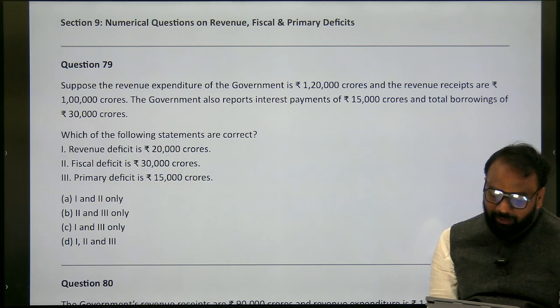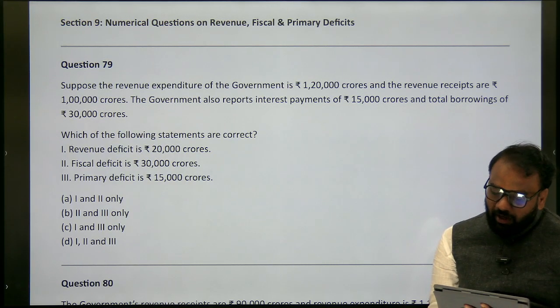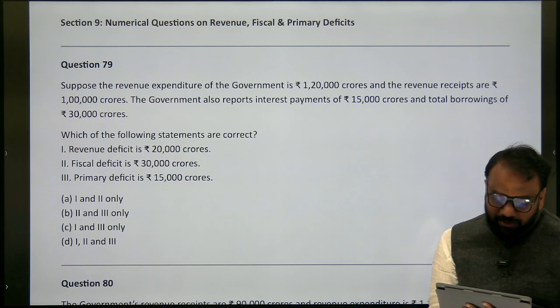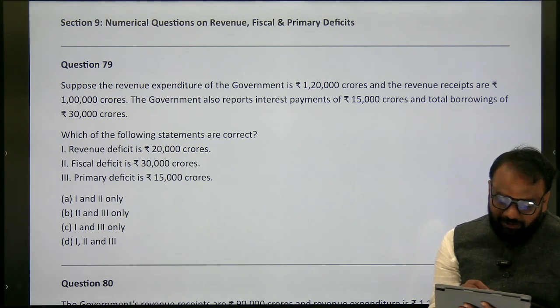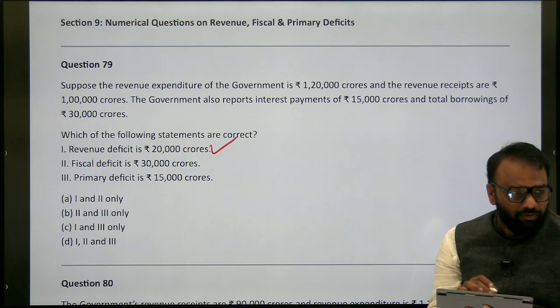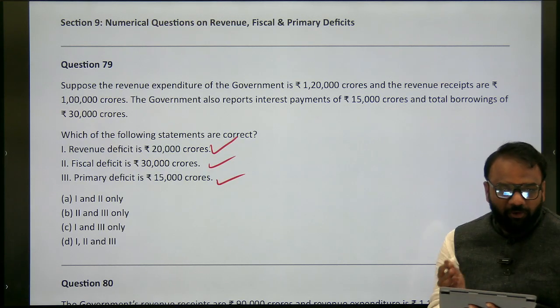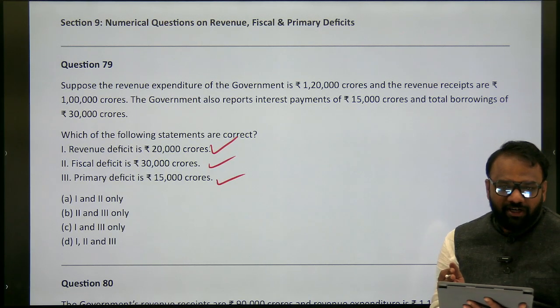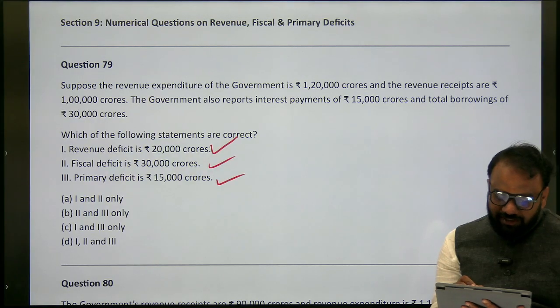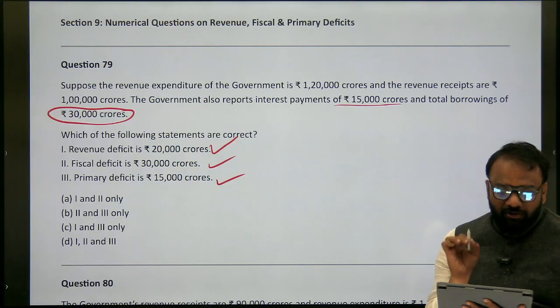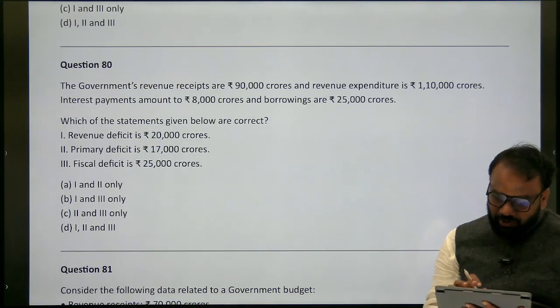Suppose the revenue expenditure of the government is 1,20,000 crores, and the revenue receipts are 1 lakh crores. The government also reports interest payment of 15,000 crores and total borrowings of 30,000 crores. Whether statement 1 is right? Yes or no? Yes. Next, second one: fiscal deficit is 30,000 crore, primary deficit is 15,000 crore. What is the formula for primary deficit? Fiscal deficit minus interest payment. Here, what is the fiscal deficit? 30,000 crore. What is the interest payment? 15,000. So almost all those questions are the same.